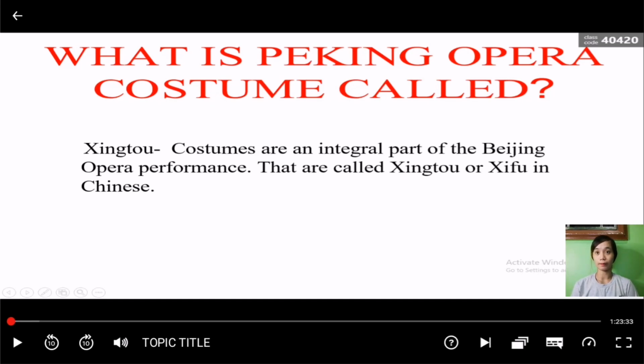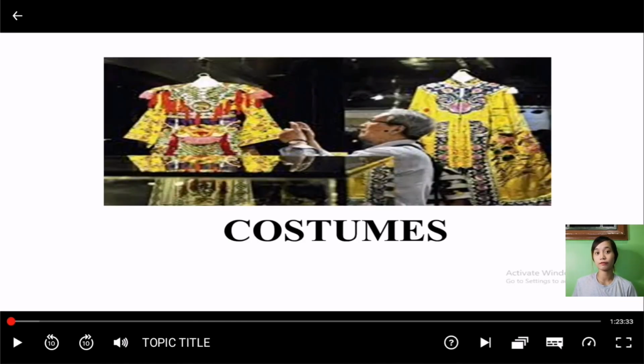What is Peking opera costume called? Costumes are an integral part of the Beijing opera performance and are called xingtou or xifu in Chinese. In the early days, opera costumes were mainly made of wool or coarse cloth. Later, satin, crepe, and silk were used, decorated with various meticulously embroidered patterns. These are the example of costume in Peking opera.